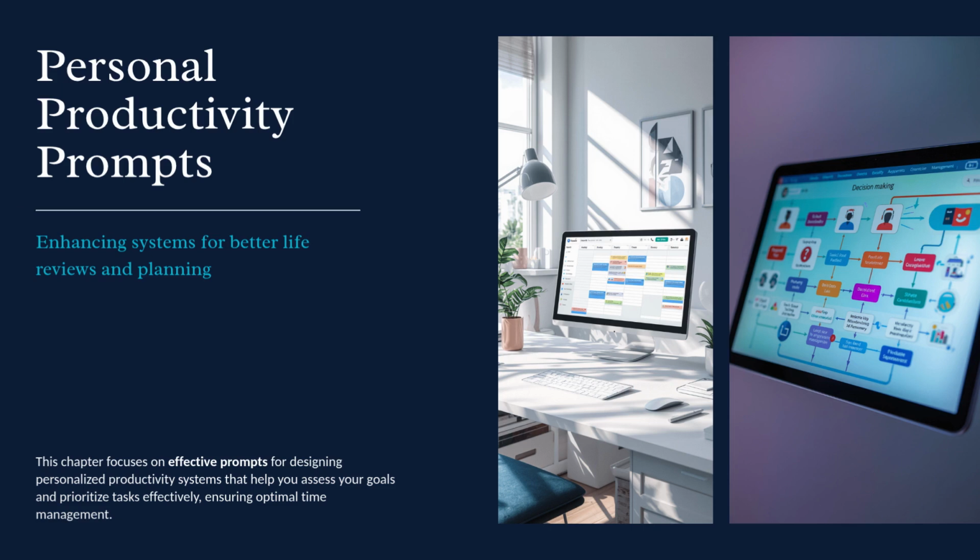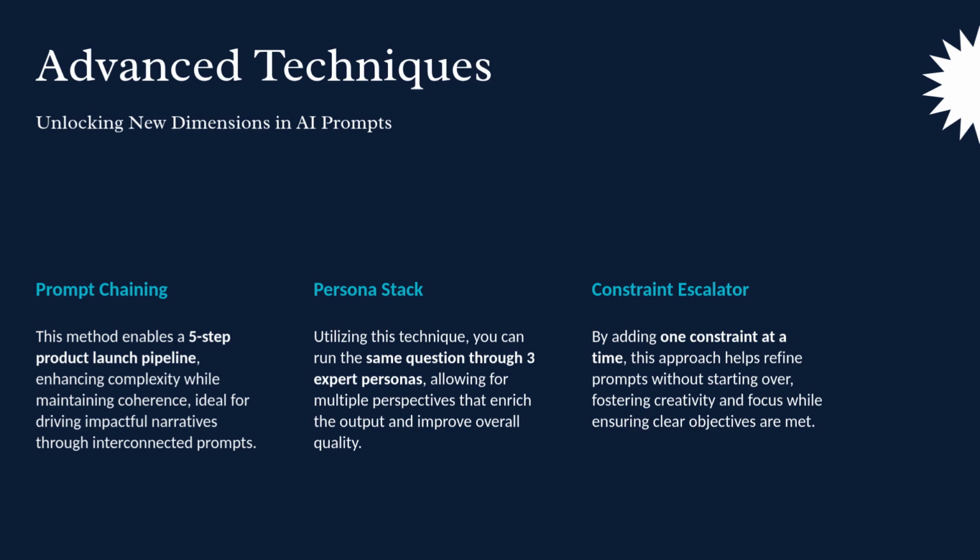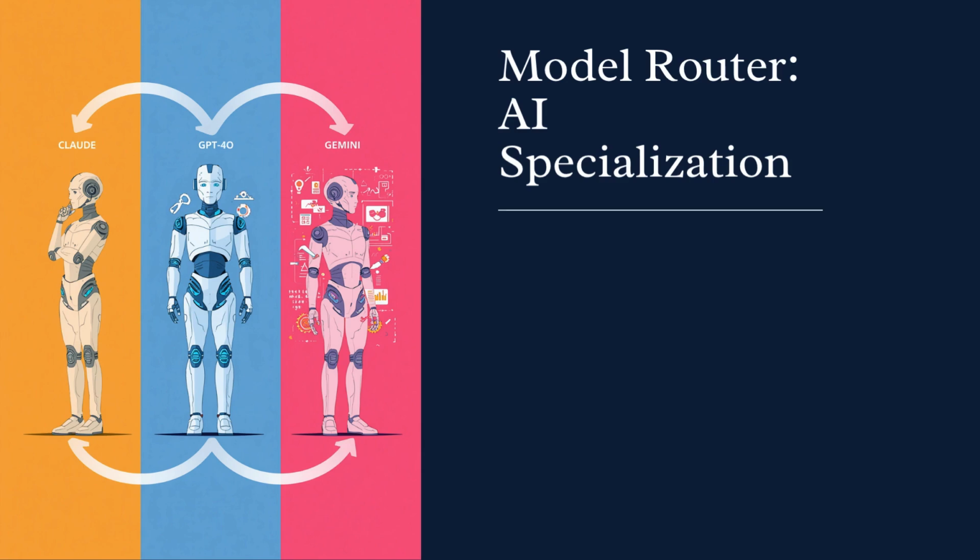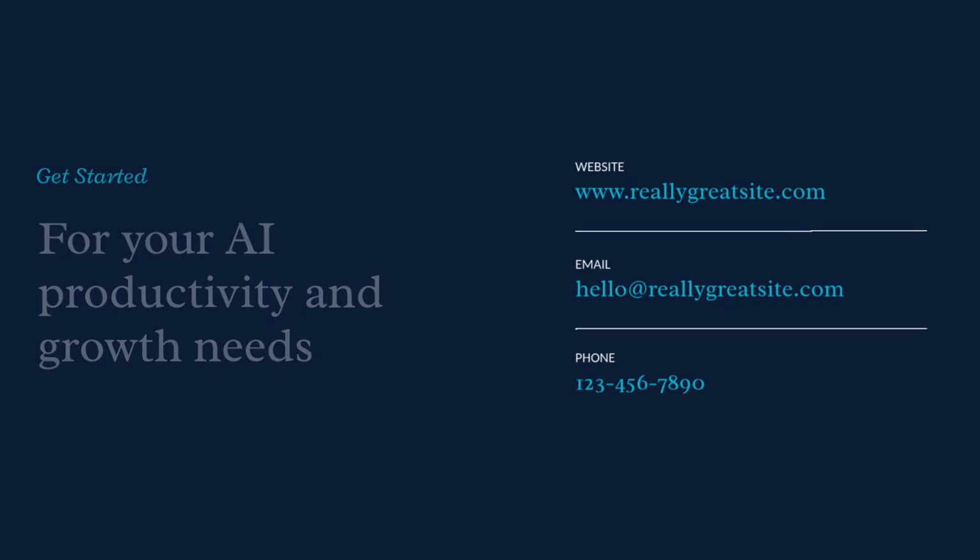100 prompts. 10 industries. 4 vibe components. 3 advanced techniques. 1 model router. You now have a prompting system that puts you in the top 6% of AI users worldwide.